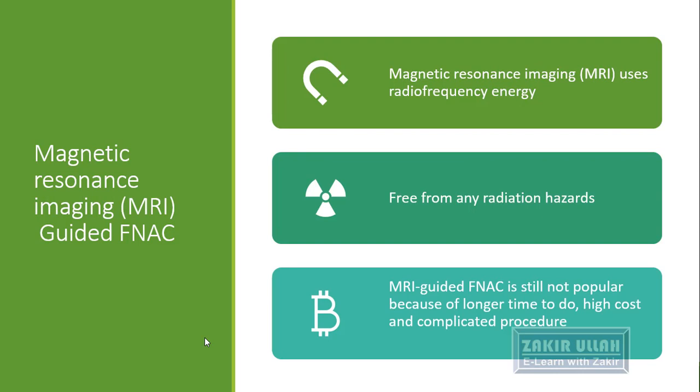Another kind of procedure is magnetic resonance imaging, or MRI guided FNAC. MRI uses radio frequency energy, and this procedure is free from any radiation hazards. But the disadvantage is that it is not so popular, because it takes a longer time, just like CT, and it is very costly and the procedure is very complicated. So these are the reasons that we do not prefer MRI for any kind of FNAC.